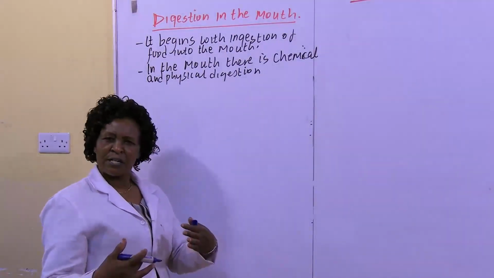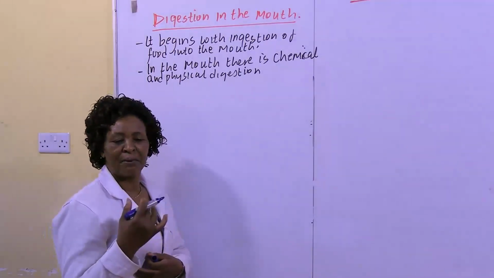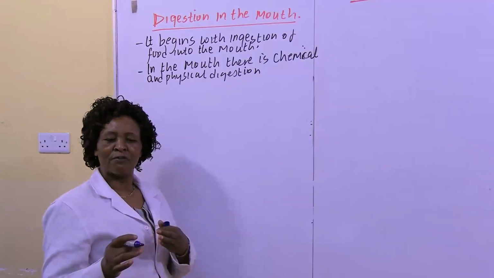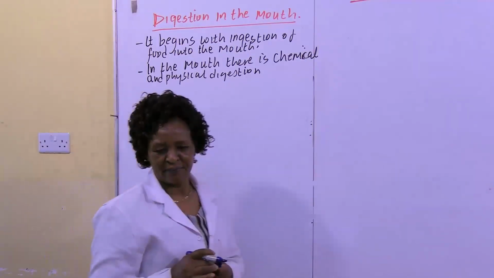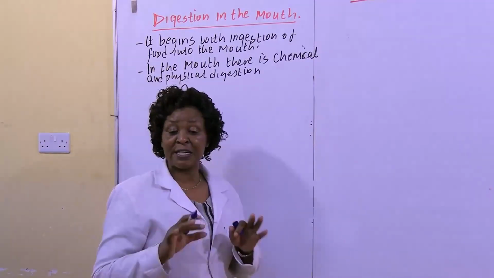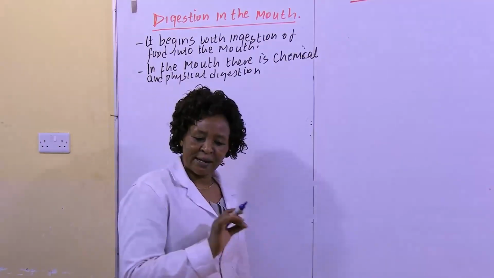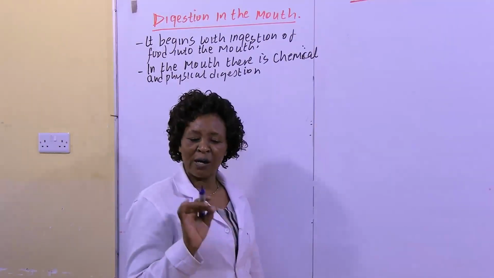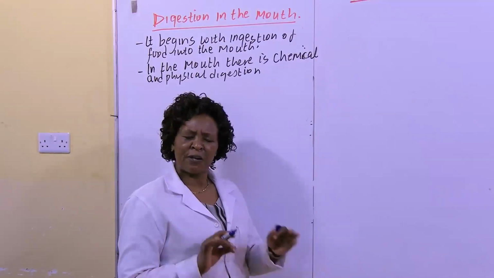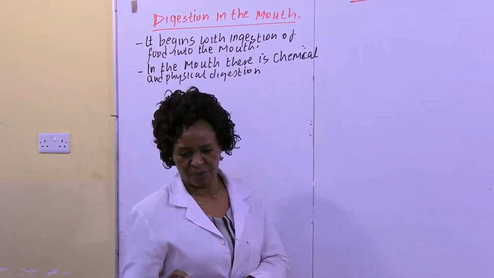Once the food is ingested, this food is mechanically or physically broken down by the teeth through the process of chewing and grinding into small pieces. This process of physical breakdown of food into small pieces is called mastication.